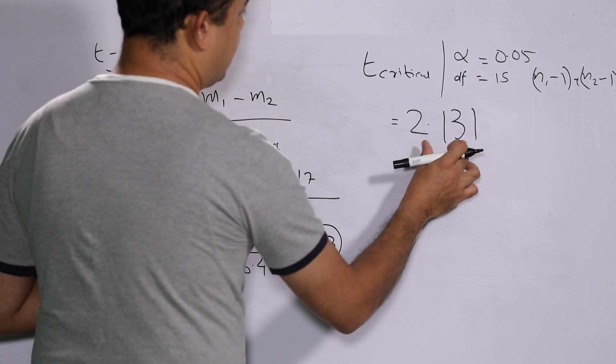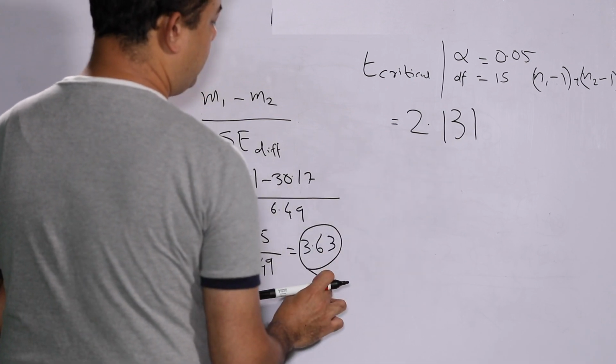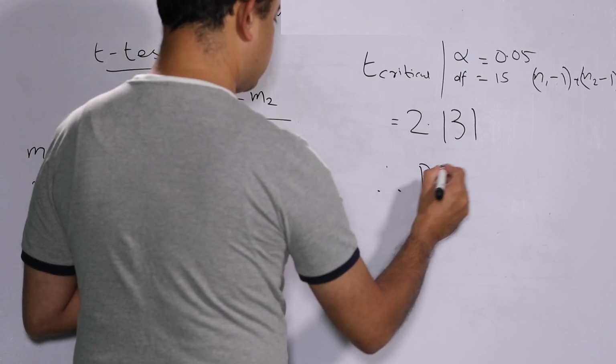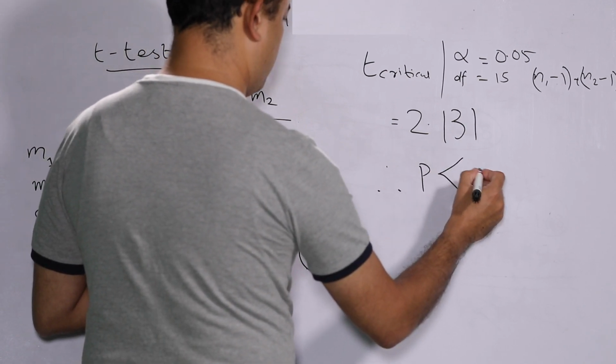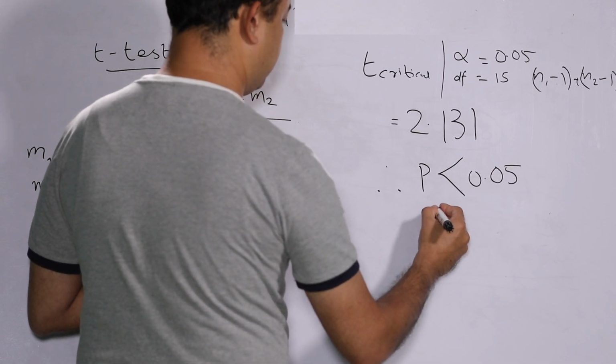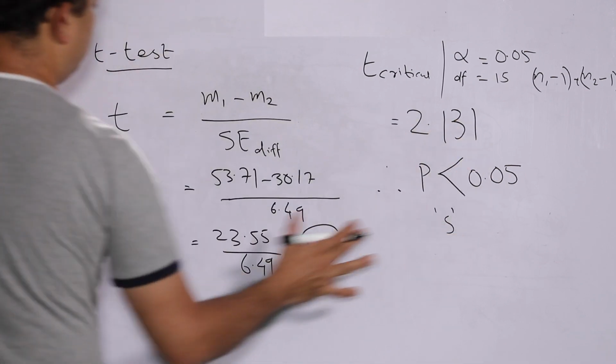Of course, the table value is lesser than what we got from our data. That means that p is less than 0.05 and the result is significant. So this is the summary of the t-test, how to perform it by hand.